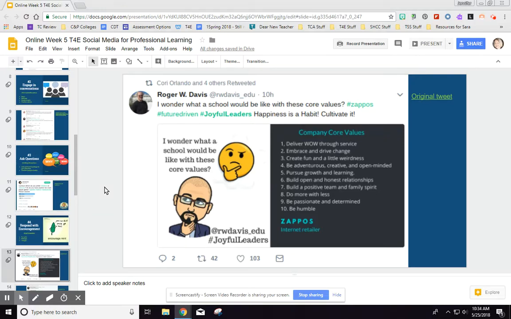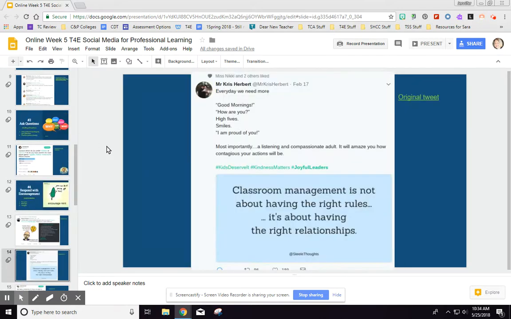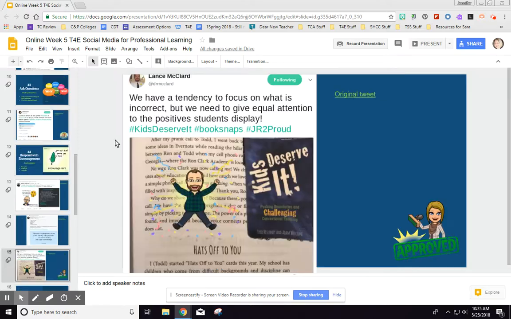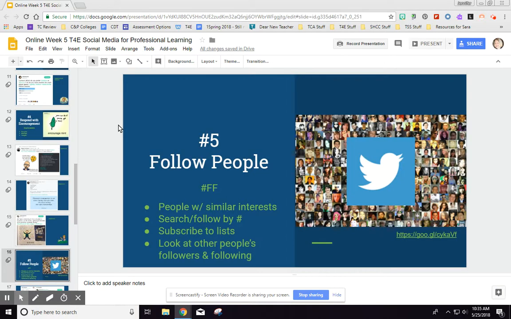So here's one. It's just kind of a wondering, but he adds his little Bitmoji there. I wonder what school would be like with these core values. So he is talking about these positive things, and he has this joyful leader thing. Here's another one. She did an image quote, but she also just talked about what they do every day. Kindness matters, joyful leaders. So lots of encouragement. Here's another one. This is called a book snap, which I love, and we might do one of these this semester. But Dr. McClard said we have a tendency to focus on what is incorrect, but we need to give equal attention to positive. So again, just being positive with encouragement.